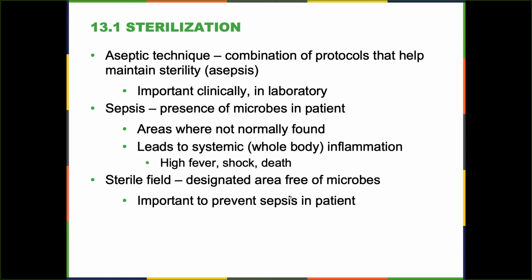And in a clinical setting, sepsis refers to the presence of microbes in a patient, generally in areas where they're not normally found. And so when you get microbes growing in things like the blood where they shouldn't be, it leads to this whole systemic inflammation as the body's trying really hard to fight off this microbe that typically goes everywhere. And so that leads at the minimum to high fever, but when it gets real bad, it leads to shock and death, right? So sepsis is kind of a bad thing, obviously, right?